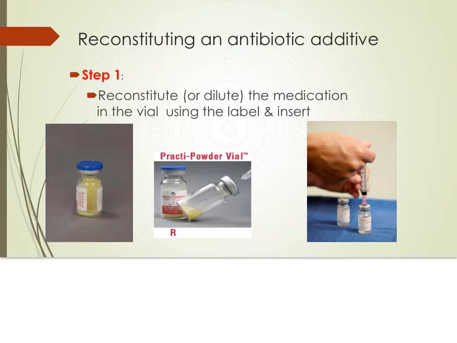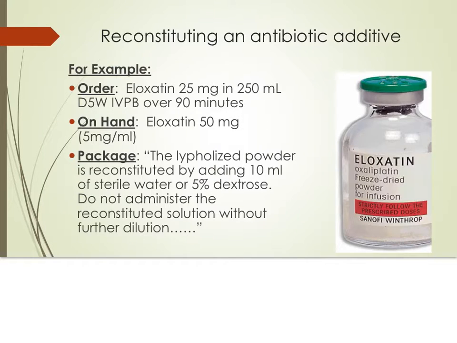Some liquid meds may require dilution even if you don't reconstitute. For example, if you received an order for aloxetin as noted on this slide, you would need to refer to the package insert for the initial reconstitution instructions. You would draw up 10 milliliters of either sterile water or 5% dextrose as directed and inject the diluent into the vial. Remove the needle and gently roll the bottle to mix it well.